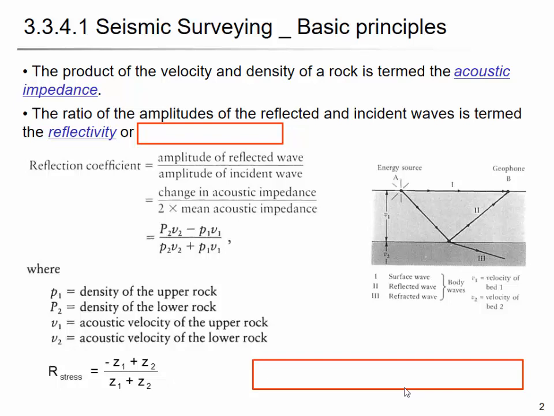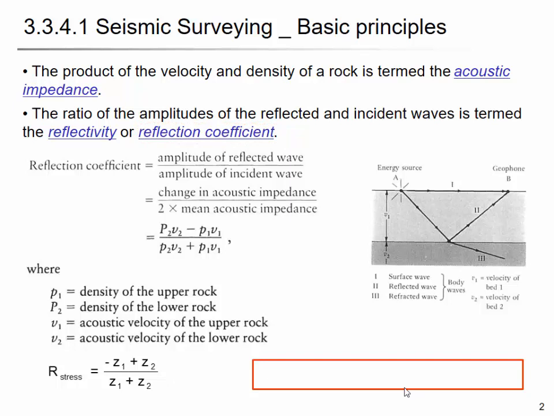When you have a strong impedance difference between the layers, you will get a strong signal. If you have a small difference between the layers, the reflection will be less than you expect, so you don't capture it very much. So it gives you the idea that there are distinctive layers of the geologic structure. Okay? So we talked about this one.